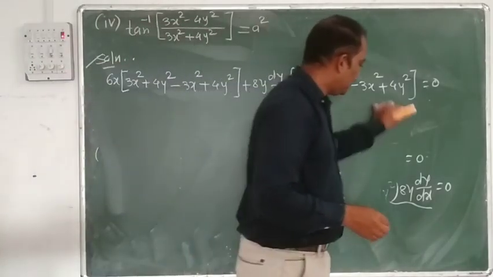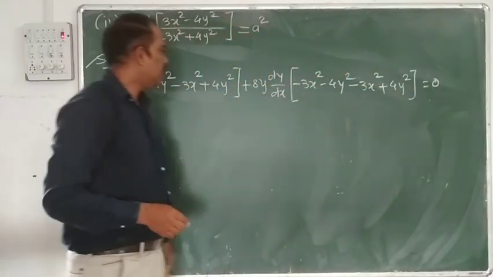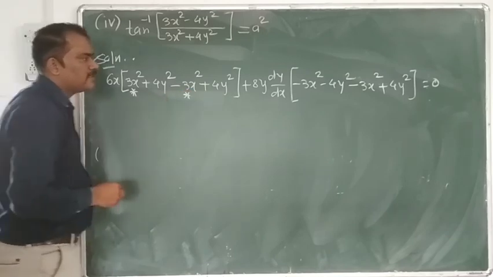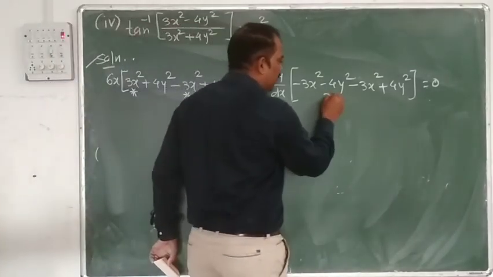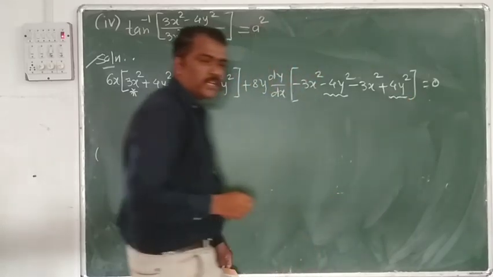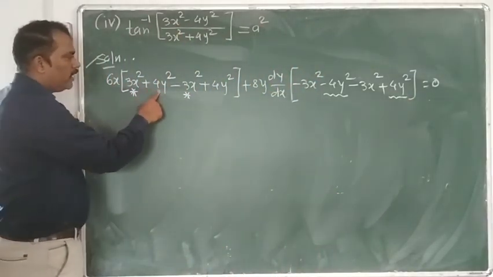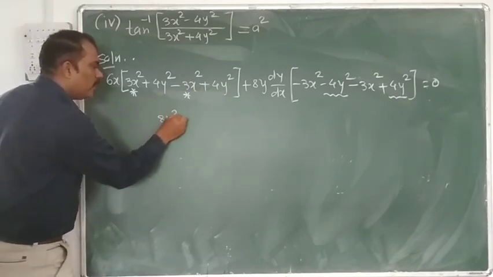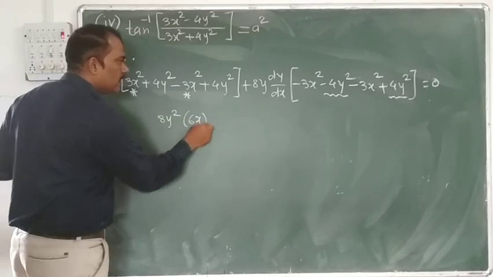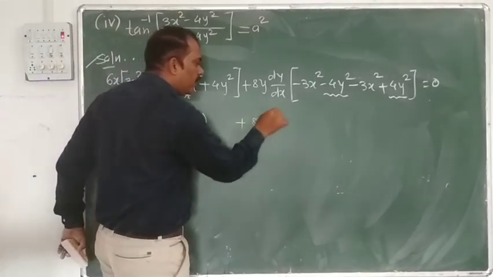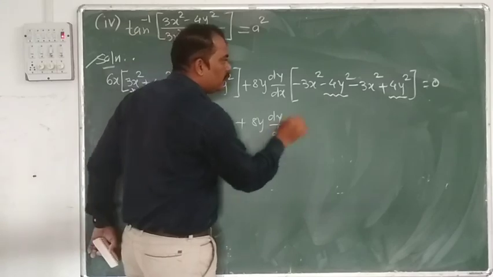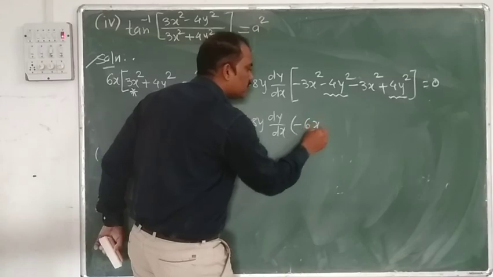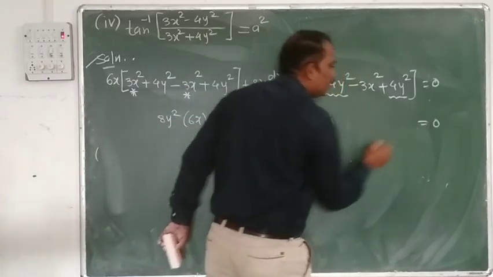Now we have to cancel the terms. Which terms are cancelled here? 3x² and this minus 3x² get cancelled. Here minus 4y² and plus 4y² get cancelled. Now here 4y² and this 4y², plus 4y², becomes 8y² into this 6x as it is, plus 8y dy/dx into bracket. Here minus 3x² and minus 3x² is nothing but minus 6x², is equal to 0.